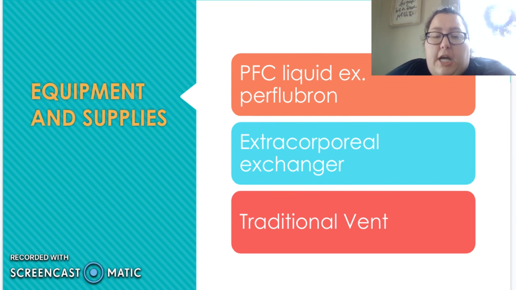An extracorporeal exchanger is used in TLV, and it is used to add oxygen and remove CO2 from the liquid. A gas exchanger, heater, and pump are necessary. PLV is easier and uses a traditional ventilator to deliver the gas tidal volumes.